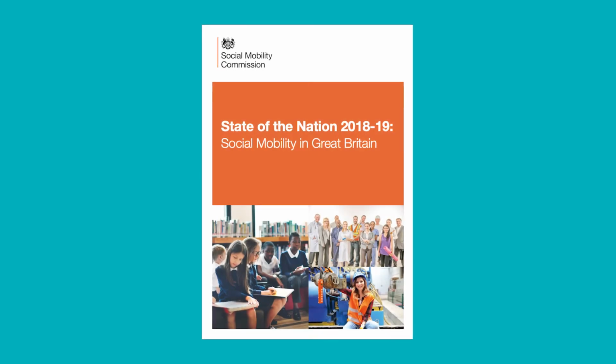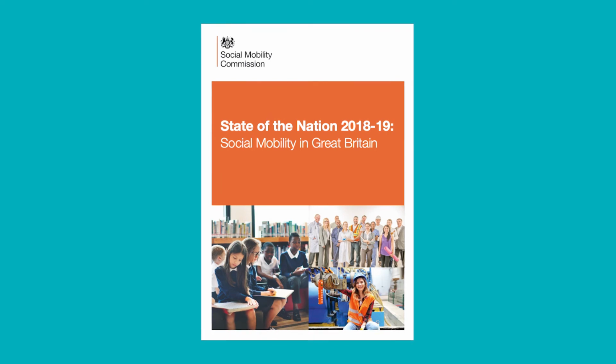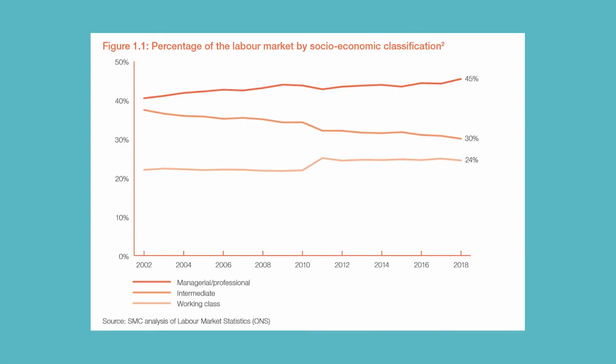And what I'd like to do briefly is look at some findings of a Social Mobility Commission report, State of the Nation, 2018-2019. If we take a look at figure 1.1, figure 1.1 actually shows us the percentage of people in different occupations in the United Kingdom. And we can see that today, about 45% of all jobs are professional, higher paid, higher skilled jobs. And the proportion of professional jobs has been increasing. The number of manual jobs or working class jobs has been relatively stable over the last 2 decades, whereas there's been a decline in intermediate jobs, such as clerical occupation.